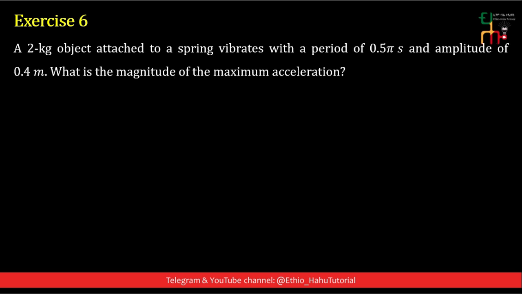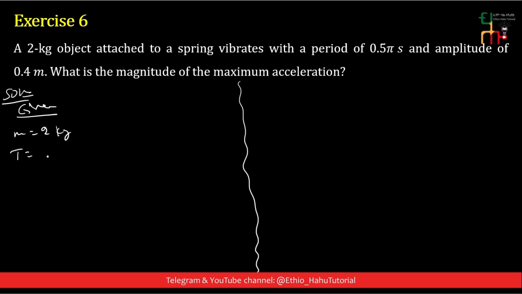The sixth exercise. A 2 kg object attached to a spring vibrates with a period of 0.5 pi second and amplitude of 0.4 meter. What is the magnitude of the maximum acceleration? Given m is equal to 2 kg attached to a spring, vibrates with a period equal to 0.5 pi second and amplitude equal to 0.4 meter.